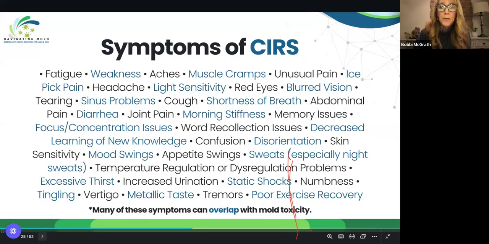So here are some symptoms of CIRS that we wanted to share. We could probably tell you 30 of them that we had, but Heather and I decided we would start with 3. So Heather, I'll let you go first.